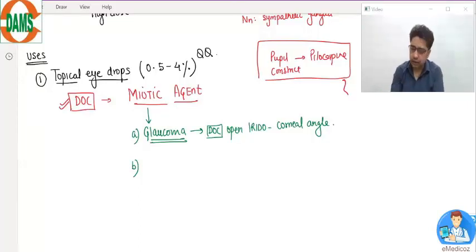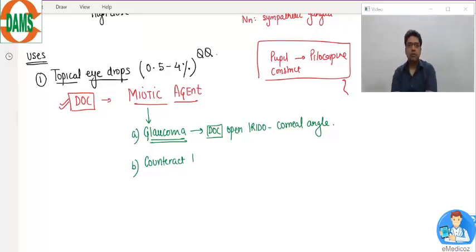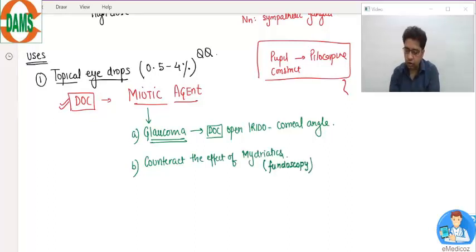Second point, pilocarpine is given to counteract the effect of mydriatics. Remember, mydriatics are generally given during fundoscopy, when you want to dilate the pupil and see the retina behind. And lastly, it is given alternately with mydriatics, so miotic, then mydriatic.